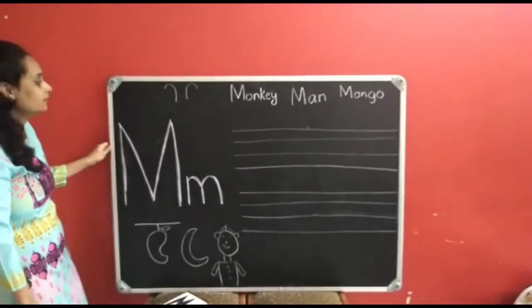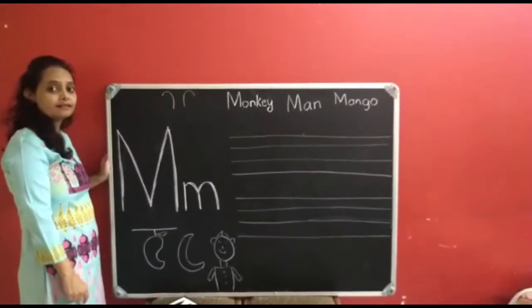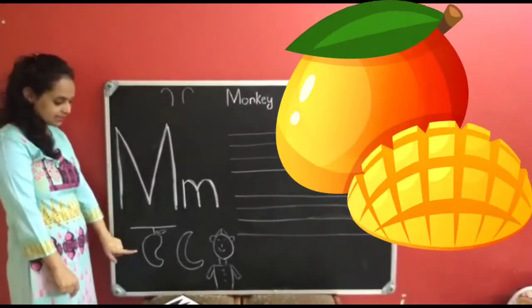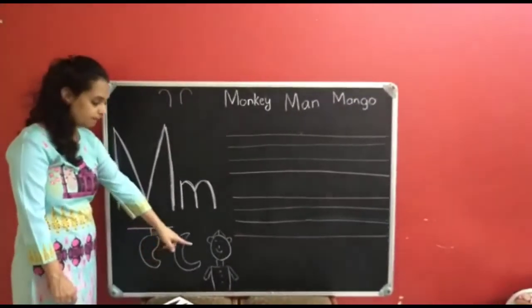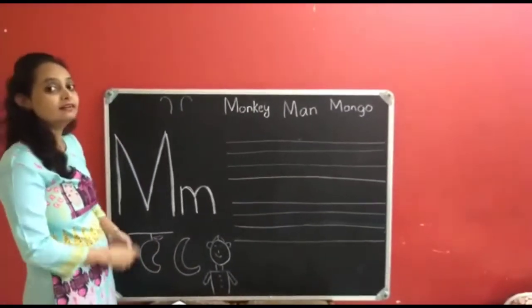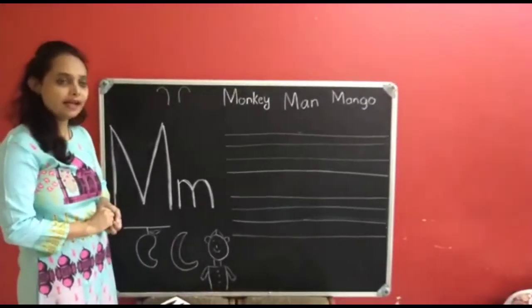Okay. And children, the words that start with letter M are M for mango. Can you see this mango? Yes. M for mango, M for moon, M for man. Okay. So all these words start with letter M. So today we are going to learn how to write the letter M.